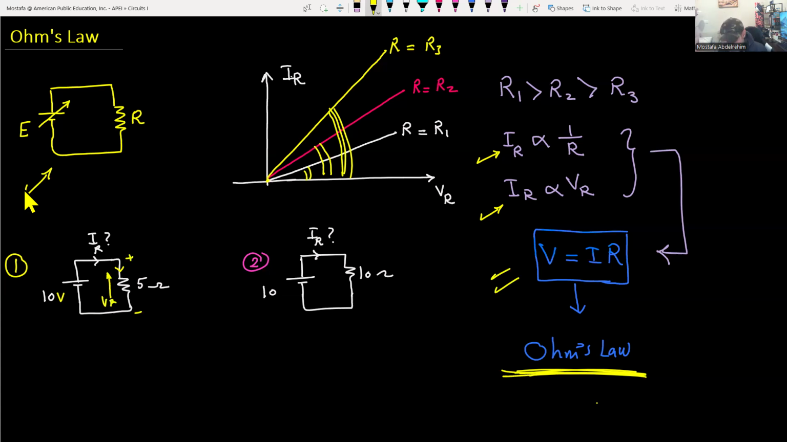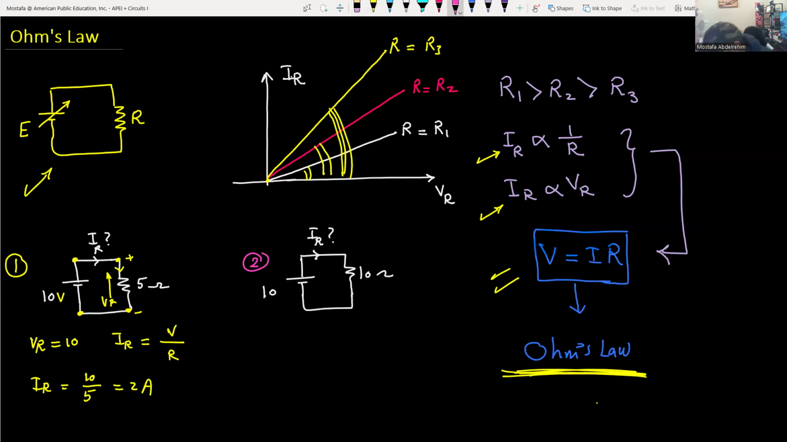Now looking at this circuit, you're gonna notice that the terminals of the resistance are exactly the same as the terminals of the battery. If the terminals are the same, that means the voltage is the same because they are parallel, and as we studied before, a parallel connection means the same voltage. So here, VR is equal to 10, and IR from Ohm's law will be equal to V divided by the resistance. So IR equals 10 divided by 5, which is 2 amperes.